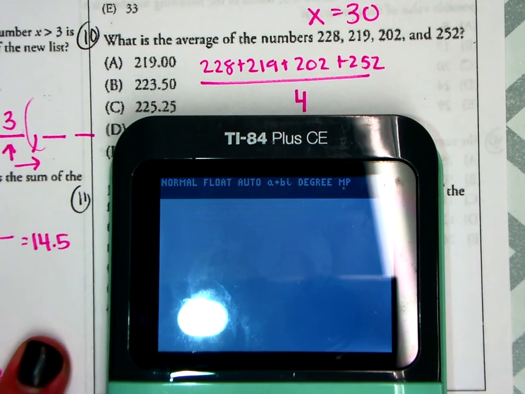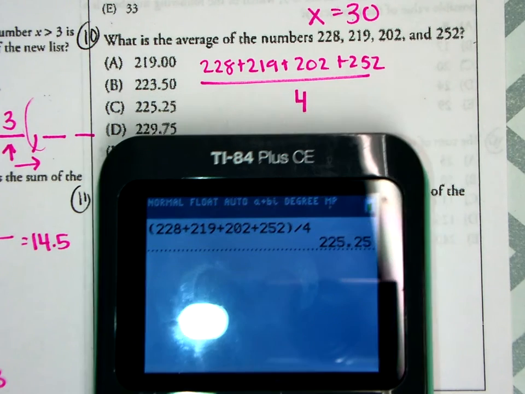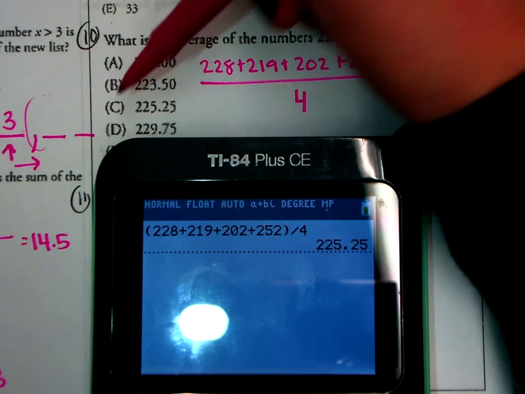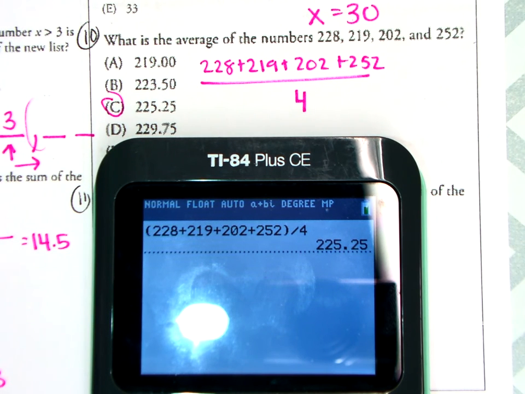When I do this problem, I'm going to do this all in one step. So I'm going to do 228 plus 219 plus 202, oops, not 0.2, 202 plus 252, close parenthesis, divide by 4. So your answer is 225.25, option C. Remember, when you do problems like this, if you want to do the average all in one step, make sure that you are putting parentheses around the numerator to make it a little easier for you.